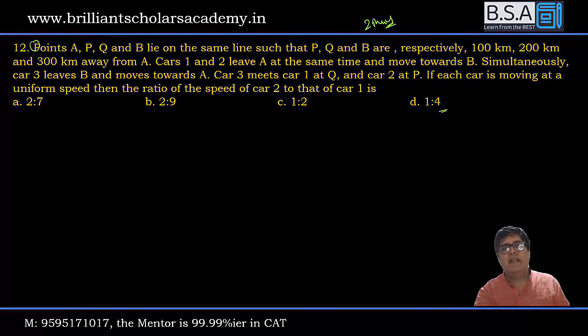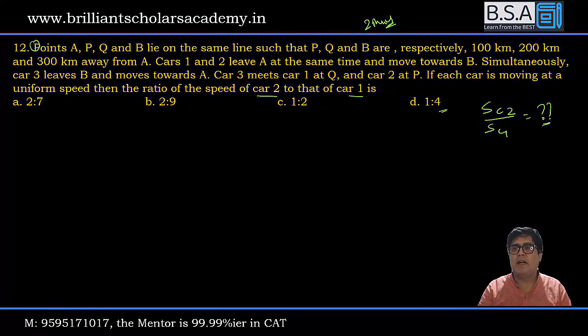Always. Points A, P, Q, B lie on the same line such that P, Q, B are respectively 100 kilometers, 200 kilometers, 300 kilometers from A. Cars 1 and 2 leave A at the same time and move towards B. Simultaneously, car 3 leaves B and moves towards A. Car 3 meets car 1 at Q and car 2 at P. If each car is moving at a uniform speed, then what is the ratio of the speed of car 2 upon speed of car 1? This is what is being asked to us.